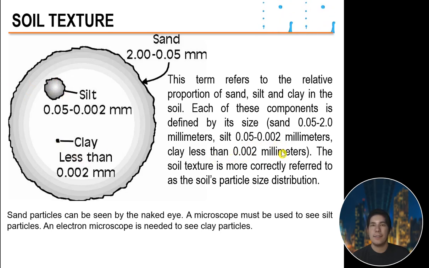Less than 0.002 millimeters. So the soil texture is more correctly referred to as the soil particle size distribution. So sand particles can be seen by the naked eye, and a microscope must be used to see the silt particles, and an electron microscope is needed to see the clay particles. Kasi sobrang liit nila. No?